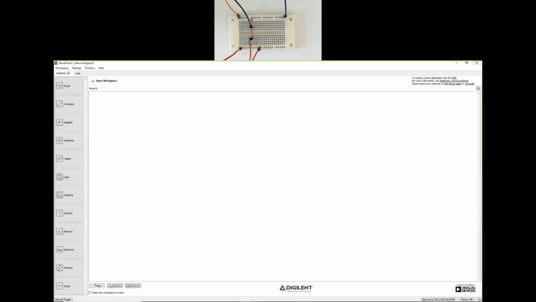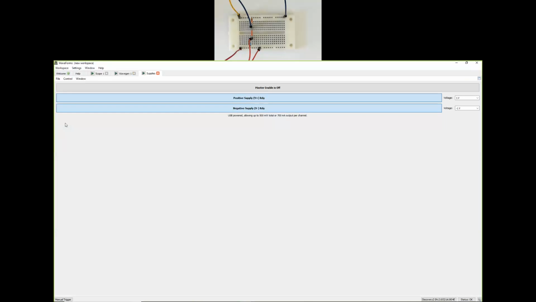So do I need a WaveGen? I think I do need WaveGen. I need scope, yes. So scope, WaveGen, and I also need supplies. So let's work backwards here. For supplies, the write-up says connect the power supply V plus to 3 volts. So I'm going to make that 3 volts, and we'll see the effect of that in just a bit. I'm going to switch off the negative power supply. I don't need that here. So power supplies are ready to go. Come to WaveGen.